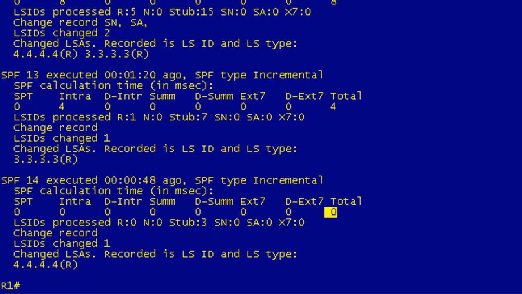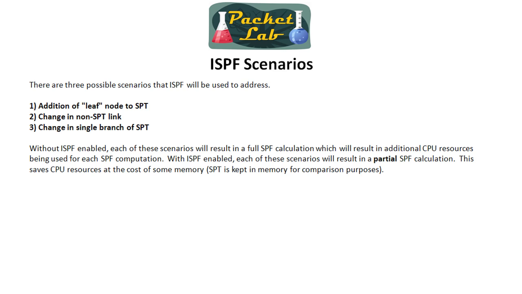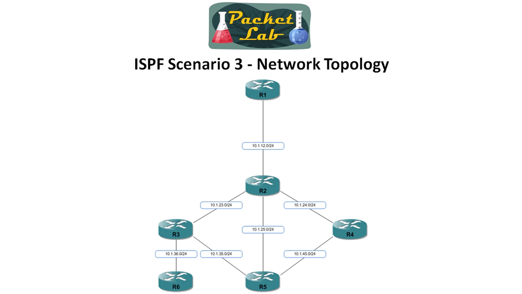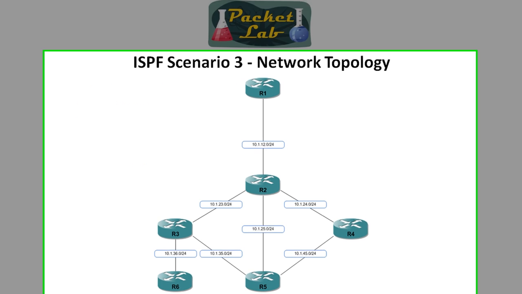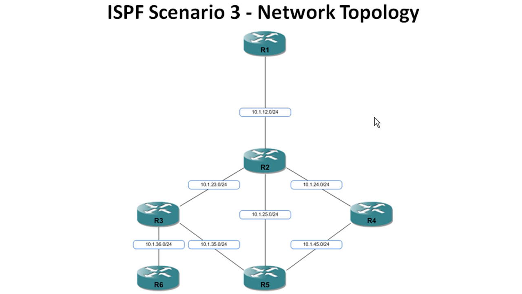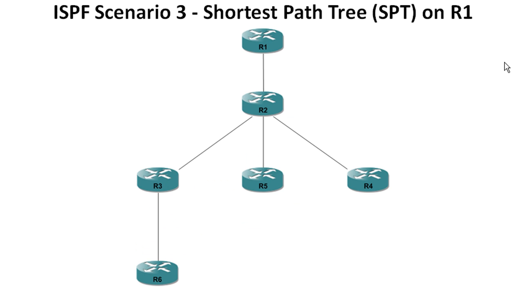Let's jump back to slides and take a look at our last scenario where ISPF comes into play. Okay, and then the third scenario for ISPF is a change in a single branch on the shortest path tree. And we got the whole gang back together for this topology. We've got all 6 routers here. Here's what the shortest path tree is going to look like on R1. You can see that we have 3 different branches off of R2, each going to R3, R4, and R5. And again, remember, when I have this built out on Dynamips, R4 and R5 are actually swapped here.